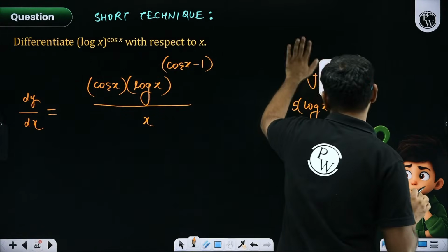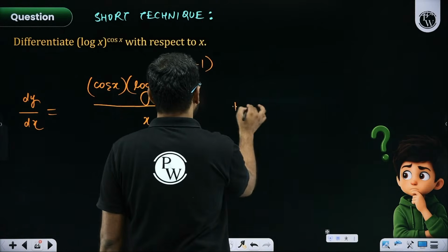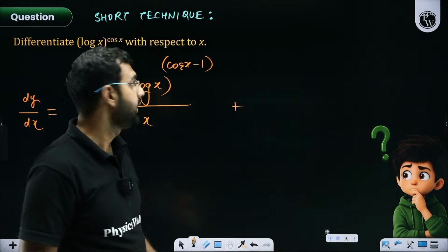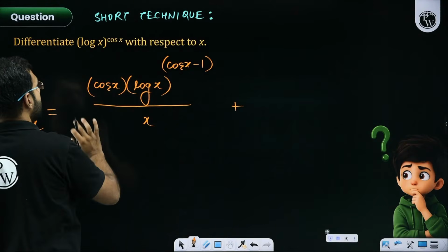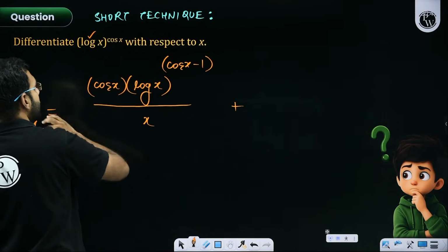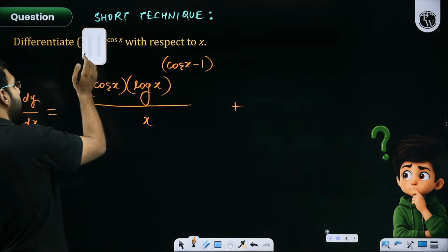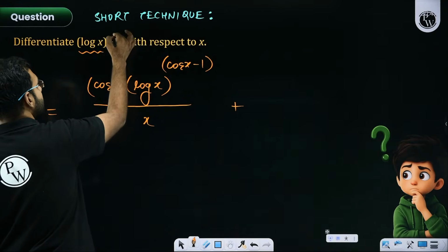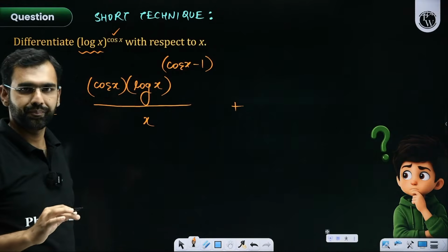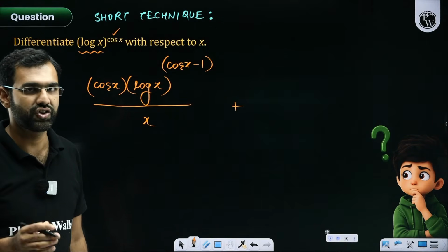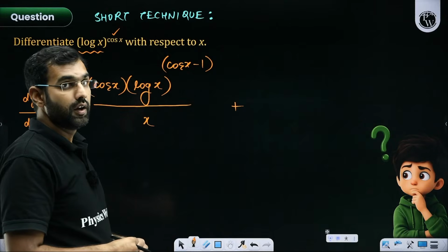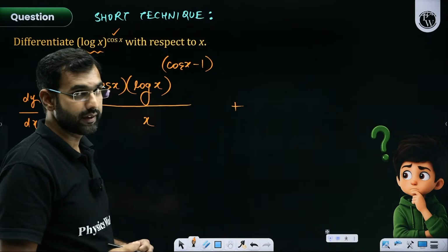This part plus derivative of the same function. Now, previously I treated log x as a variable, cos x as constant. This time, I'll treat log x as constant and cos x as a variable. Paying attention, everyone? That's great, Shreyansh.